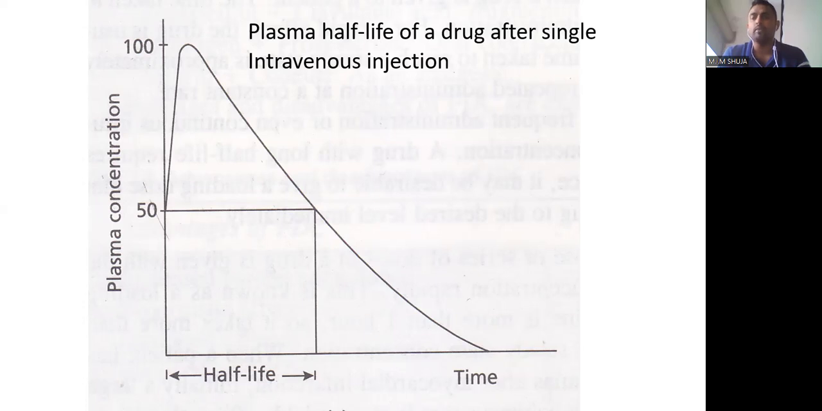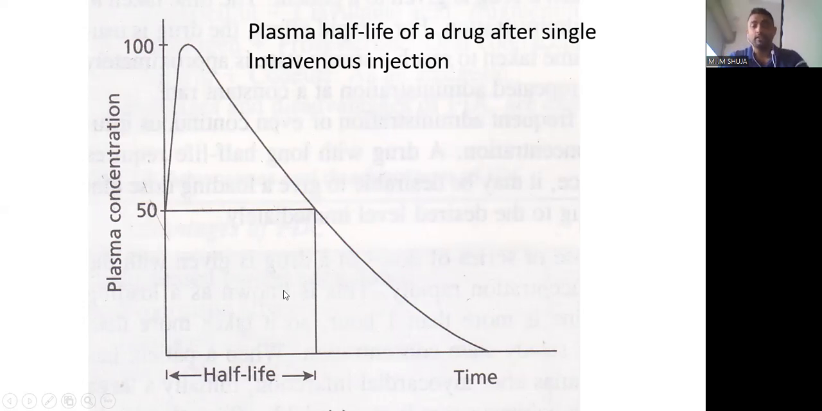Okay, if you don't remember, pause this and go and check that and come back. It is in lecture 1. So if you give the IV, total concentration will be there. Imagine it is 100% or 100 milligram, whatever. So the time taken for that to reduce by half. So the time taken for this 100 to come down to 50 in the plasma is the half-life.